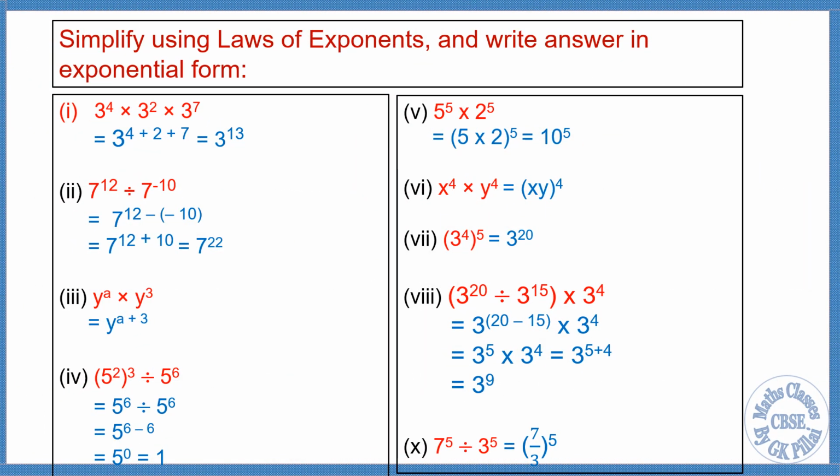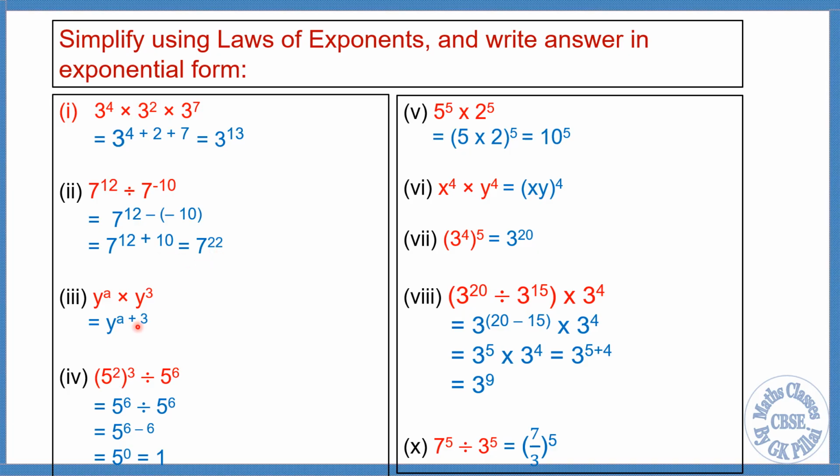I will be discussing some sums based on the laws of exponents. The first one, the bases are same, the powers are different, there is a multiplication sign in between. We will just add the powers. 3 raised to the power of 4 plus 2 plus 7, 3 raised to the power of 13. The next one, the second law, 7 raised to the power of 12 divided by 7 raised to the power of minus 10. So here you will subtract the powers. 7 raised to the power of 12 minus of minus 10, 7 raised to the power of 12 plus 10, 7 raised to the power of 22.